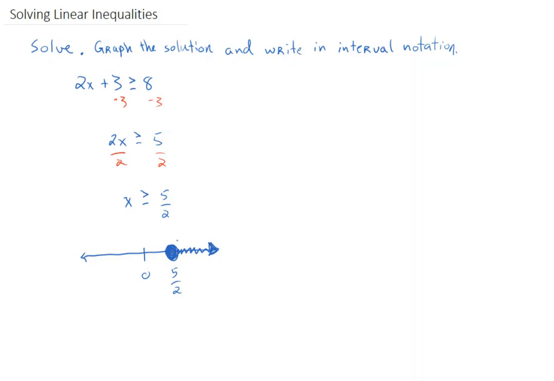And then interval notation from left to right is going to start with 5 halves. It's going to go to infinity. At the 5 halves, I will have a square bracket. And the infinity will have a round parenthesis.